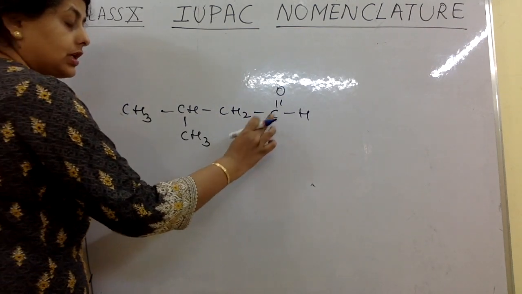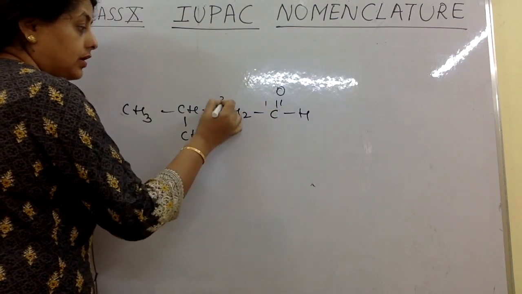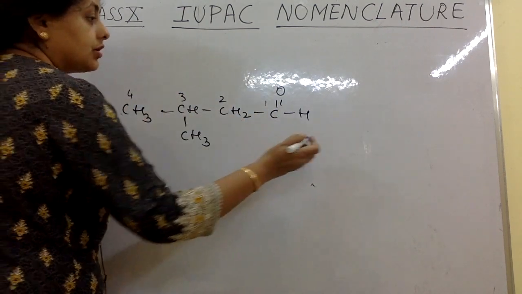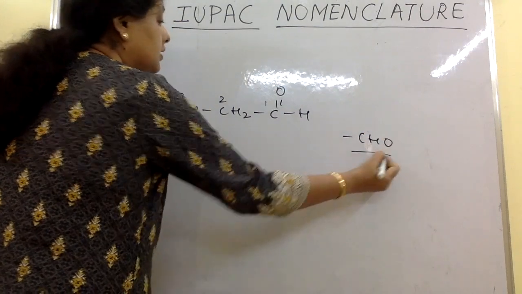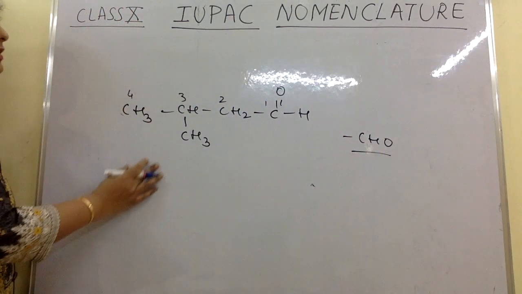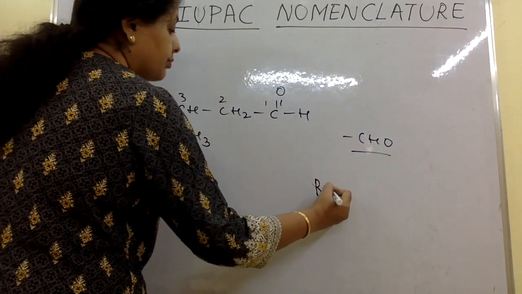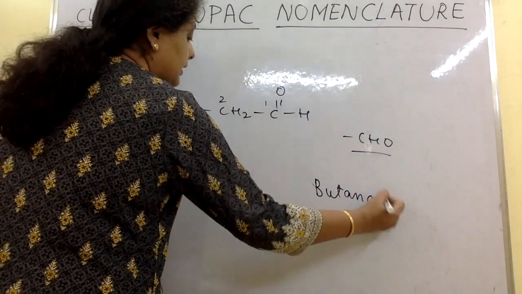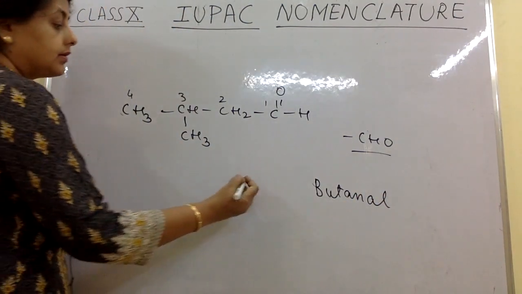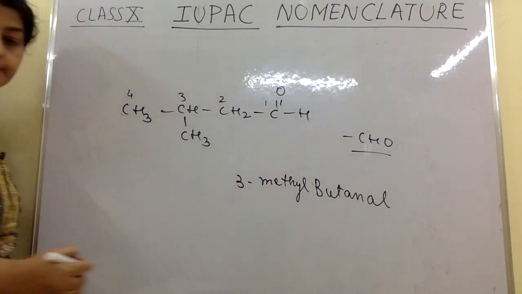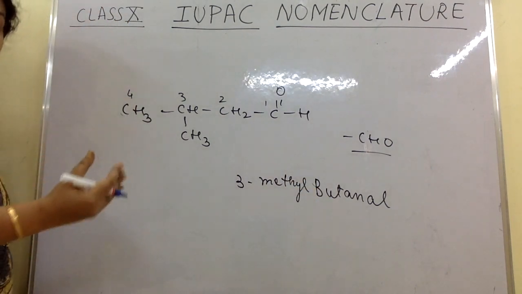So here we have another one which has a substituent. This is the long chain. The functional group is here: 1, 2, 3, 4. We start naming from the functional group. The functional group is again one CHO group, clearly an aldehyde. Now it is 1, 2, 3, 4, which makes it butanal. But then we have this, so 3-methylbutanal.